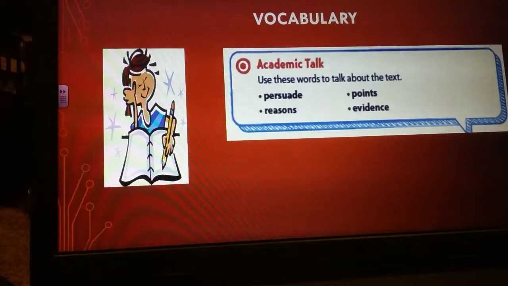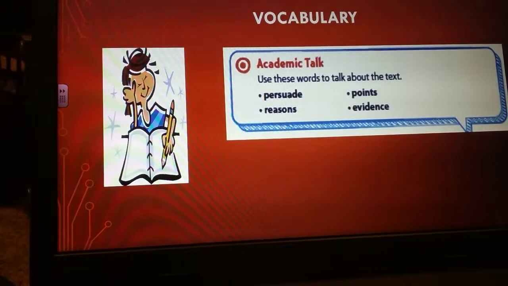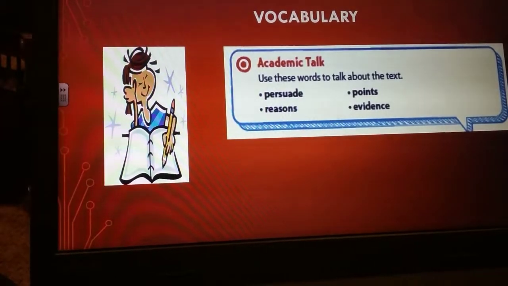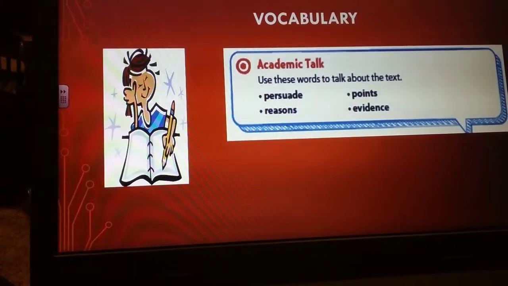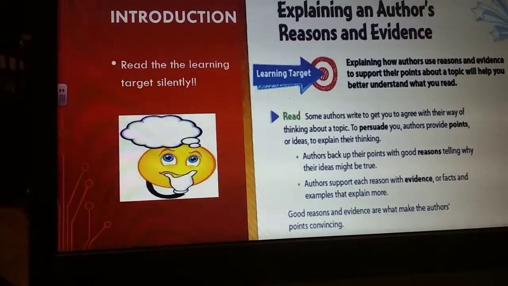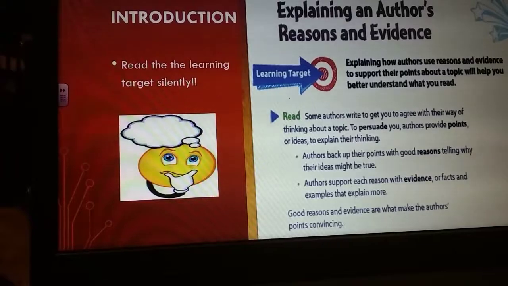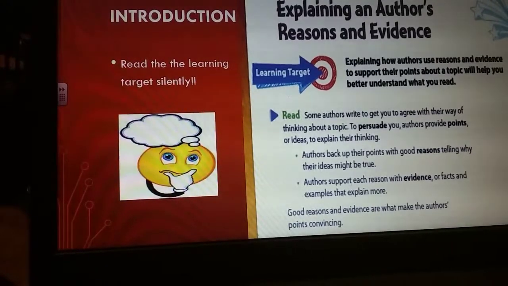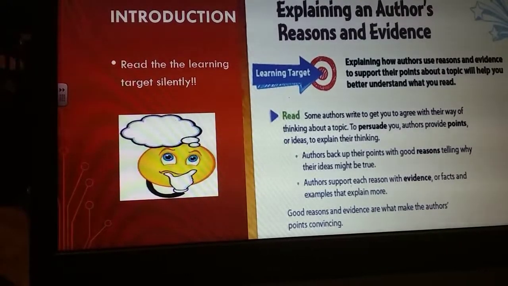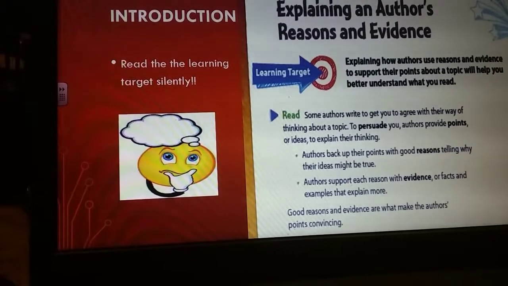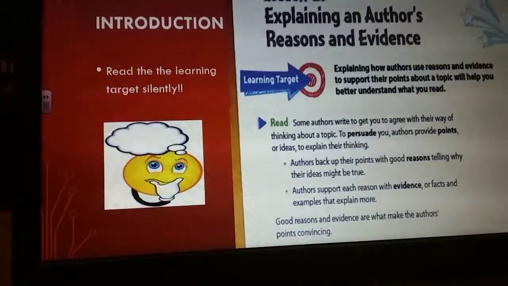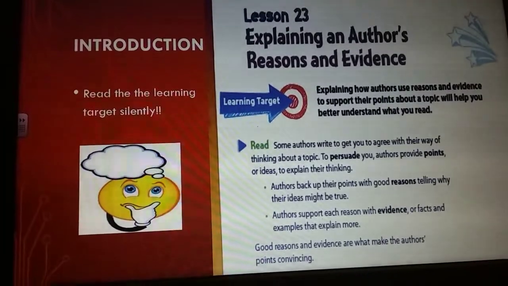All right, these are just a few of our vocabulary words that you're going to see throughout the lesson today. Word 1 is the word persuade, reasons, points, and the word evidence. So really quickly, let's go back through that, okay? An author, that means the person who is writing whatever you're reading, will try and persuade you about something, okay? They want to persuade you because they have a point that they're trying to make or an idea, okay?